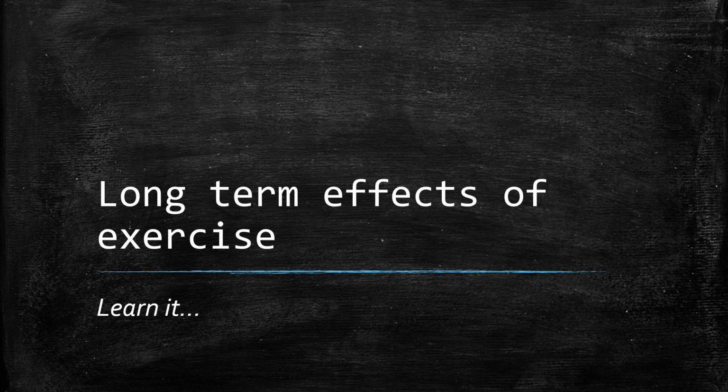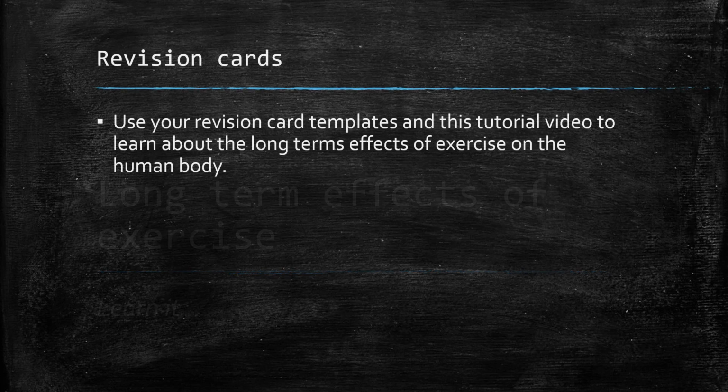Now, long-term effects are basically somebody who's been doing training for a number of weeks, maybe 4 weeks, 6 weeks, 8 weeks, even a number of months. And it's basically the changes that are going to happen to that person's body over time.